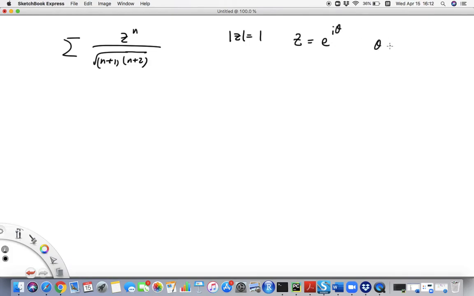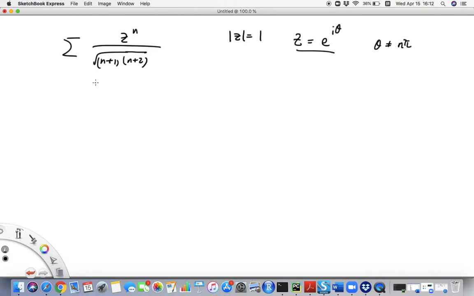Okay, so now let's look at the hard way of doing this. That's the sum of z to the n over square root of n plus 1 times n plus 2. So we are looking at the boundary, right? When the norm of z is equal to 1, then z can be written as e to the i theta. Further, we can assume that theta is not equal to a multiple of pi, because if theta is a multiple of pi, then this is either 1 or minus 1. So here we only handle complex z.